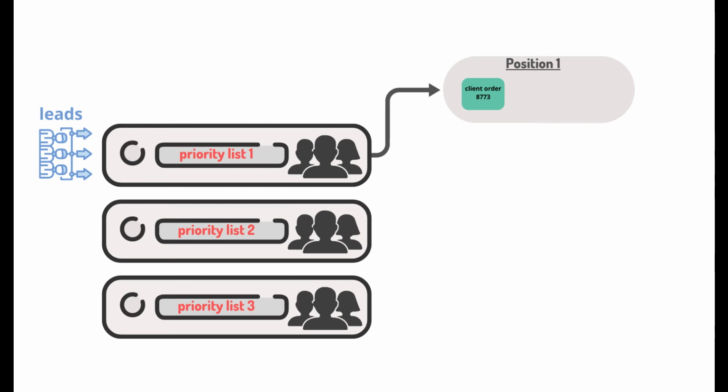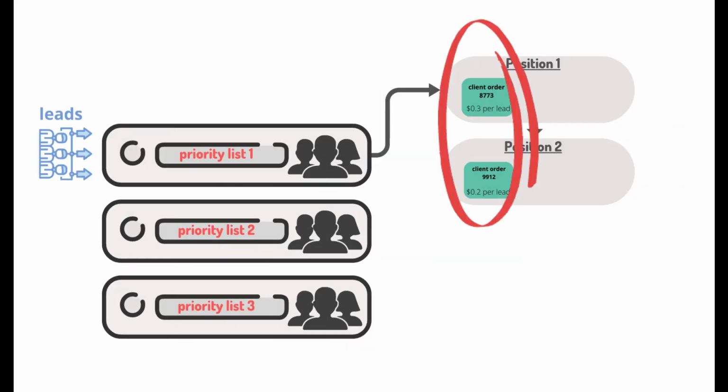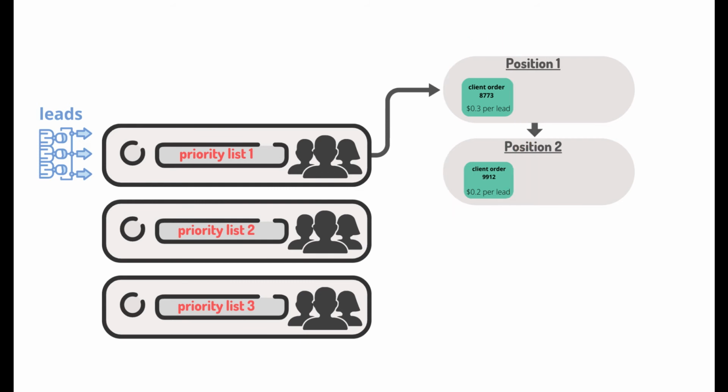Now that we have looked at the 2 extremes, let's consider this pretty common scenario. Here you have 2 orders wanting the lead from the list. However, one order pays 30 cents per lead and the other 20 cents. You obviously want the 30 cent per lead order to have first dibs on any incoming lead because it pays better. However, whatever order 8773 does not accept, you want to send to order 9912, which pays less, but is better than nothing. So here, order 9912 is feeding off of whatever order 8773 does not want.